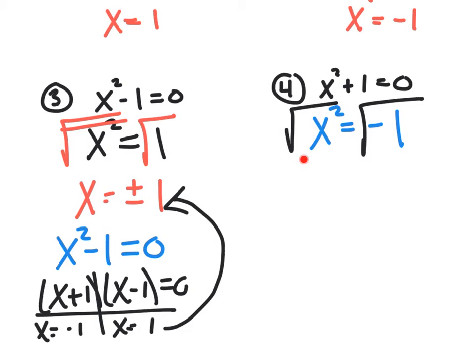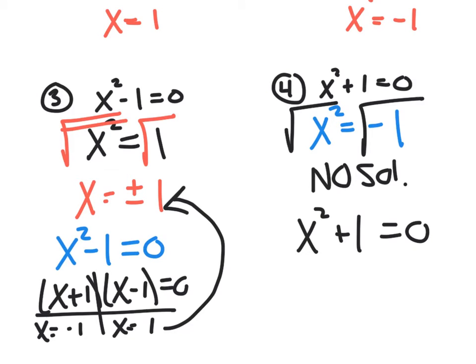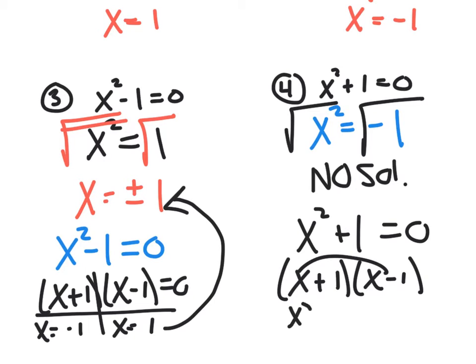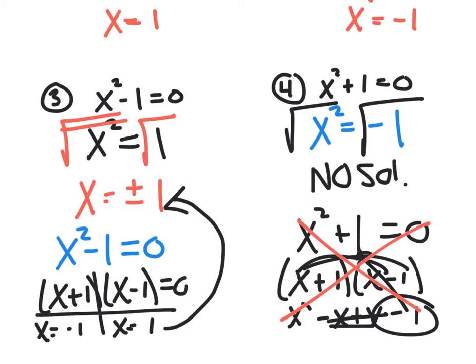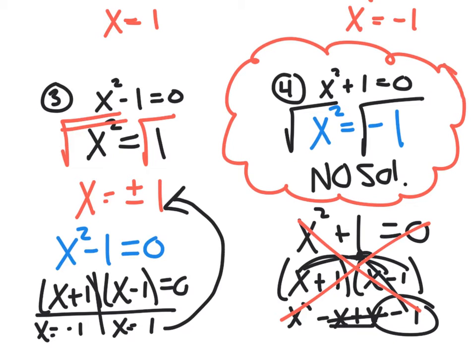Okay, this is not possible to solve. Let me go back, so I'm going to say no solution here. Let me go back and try to factor it. x squared plus 1 equals 0. Can you factor to x plus 1, x minus 1? Well, think about this. If you FOIL this out, you get x squared minus x plus x. Those would cancel, but then you get a minus 1. That's not what we have here. So you can't even factor this. That's not possible either. So I want you to bubble this one in, because this is what we're going to talk about today. What happens when you try to take the square root of a negative?